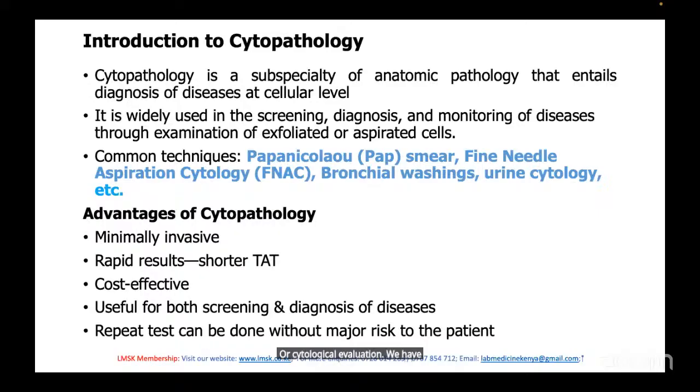We have quite a number of techniques when it comes to cytopathology. The common ones include Papanicolaou smears, which is commonly referred to as the PAP test, and fine needle aspiration cytology. In fine needle aspiration cytology, we usually do this technique in palpable masses, and even those that cannot be palpated. What is done is usually the ultrasound-guided FNAC, or fine needle aspirate.